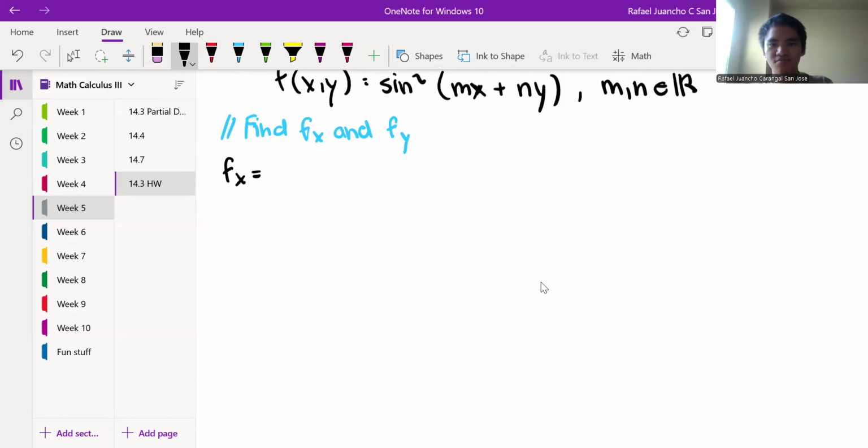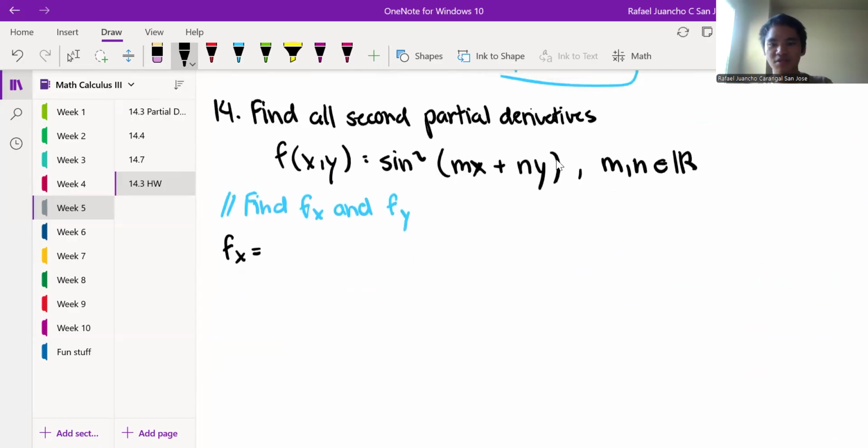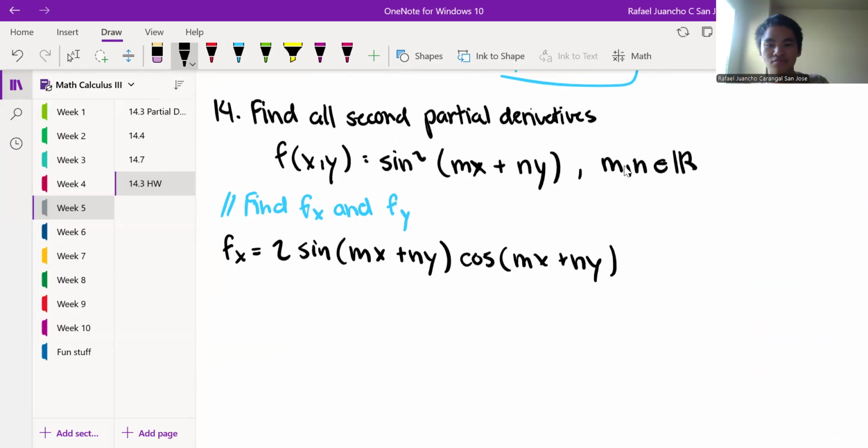F sub x, right? So we assume that this is squared, so we put 2 of this thing, right? Then we take the chain rule, so we get cosine, and then we get chain rule again. And so what is this? I treat my x as a variable, so this becomes m. So 2m.